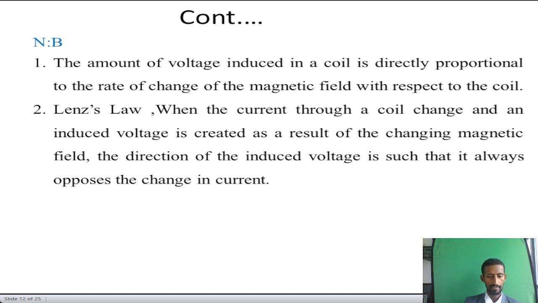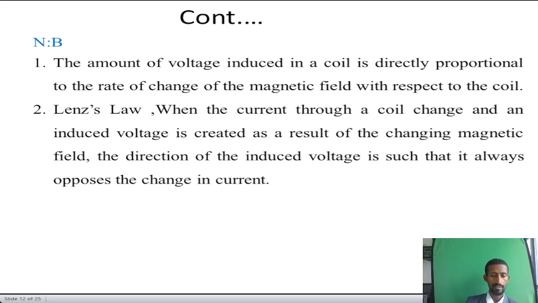Don't forget these two things. The first one is that the amount of voltage induced in a coil is directly proportional to the rate of change of the magnetic field with respect to the coil. This is Faraday's law of induction.